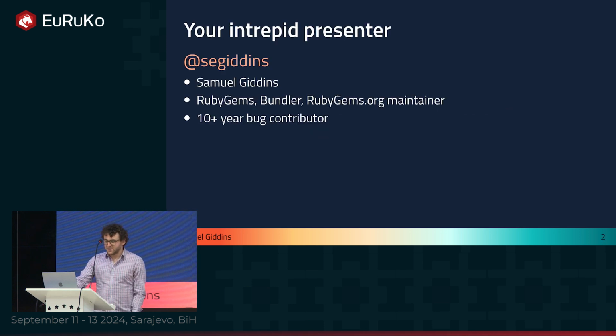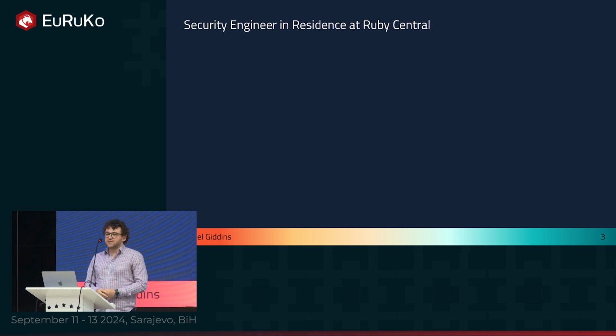So a little bit about me. I am at Giddins everywhere on the internet. My name is Samuel, and I am a maintainer of RubyGems, Bundler, and RubyGems.org, and I've been contributing bugs to the aforementioned projects for about a decade. And as mentioned, I am currently the security engineer in residence at Ruby Central, so it is my full-time job to make the Ruby packaging ecosystem as secure as possible. And it's all of your jobs to make that as difficult for me as possible, I guess.